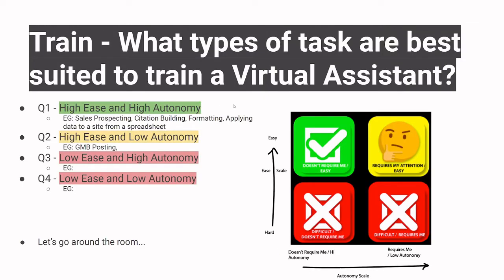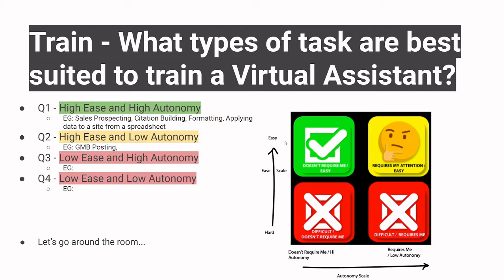All right, so pardon this scary looking chart. I'm going to walk you through this. Train. What types of tasks are best suited to train a virtual assistant? We've got 4 quadrants and they're going from difficulty, hard to easy, and autonomy is high autonomy versus low autonomy. I'll break this down.